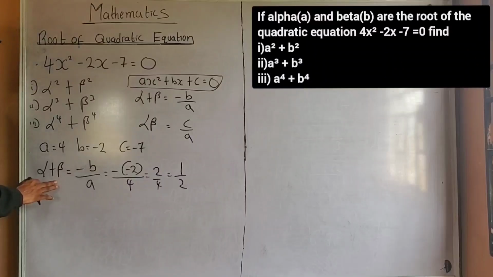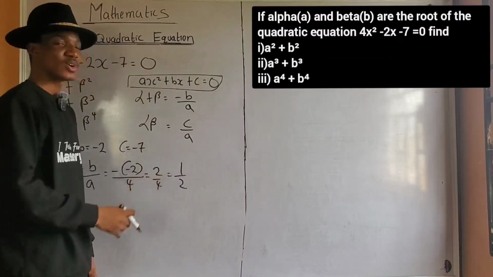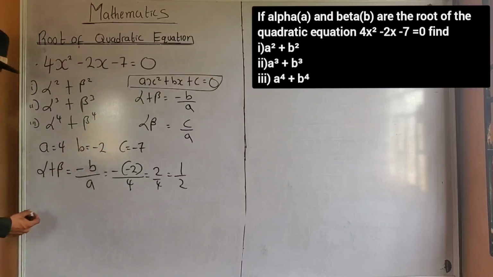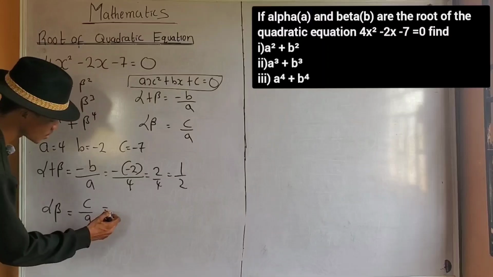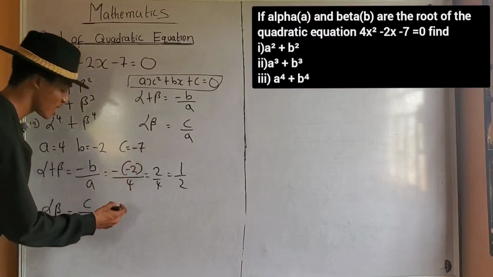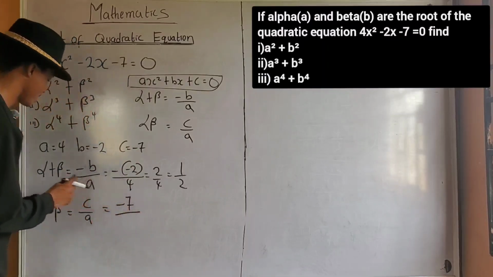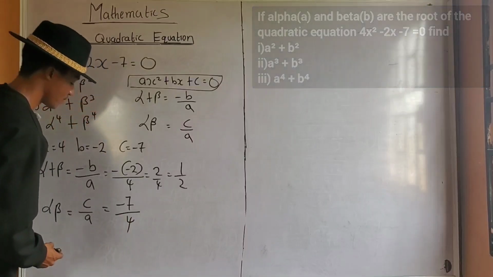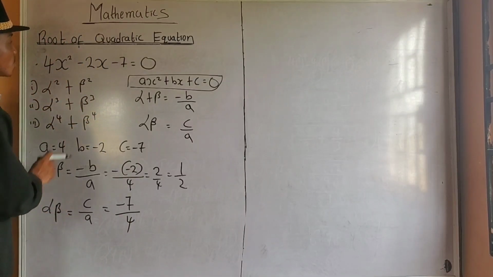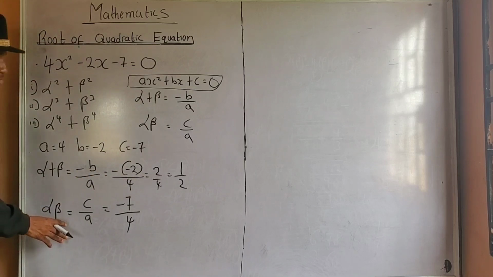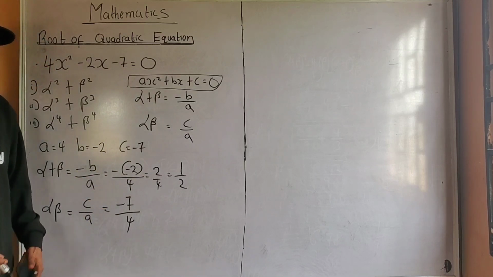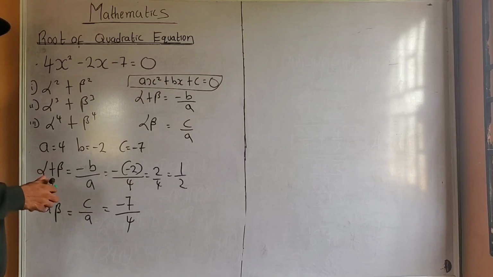So alpha plus beta with respect to the quadratic equation that we are given is 1 over 2. Okay, now what of alpha beta? Alpha beta will be equal to c over a, right? So c is negative 7, so I'm going to have negative 7 all over a. A is 4, so I'm going to have negative 7 all over 4. So we have the sum of the roots of this quadratic equation as 1 over 2, and the product of its roots as negative 7 all over 4.